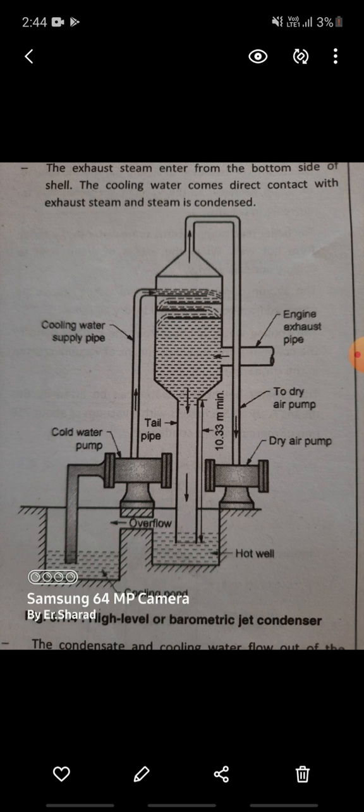The condensate and cooling water flow out of the condenser through the tailpipe into the hot well by gravity, and the air, uncondensable gases and water vapor rise to the top of the cell, removed by the dry air pump.